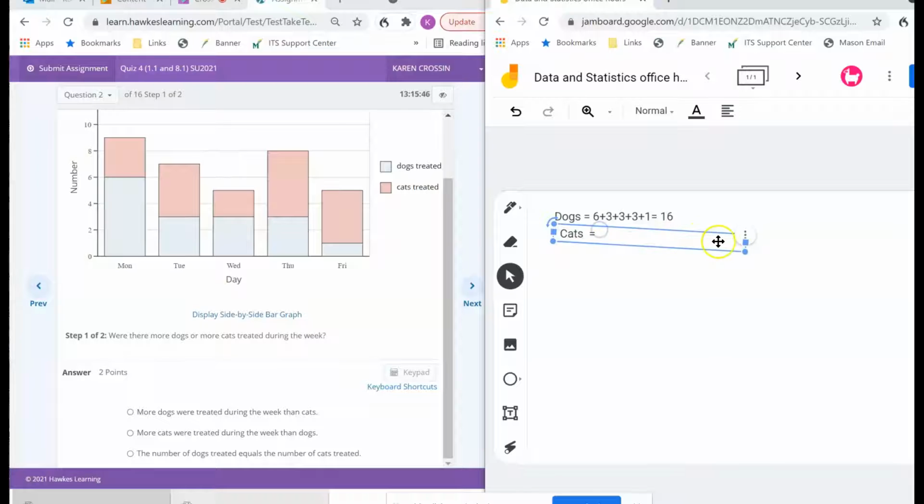Yeah, this is why I wish I just had a pencil. So funny. Okay, so now we're on cats, and cats are on top. So on Monday, this bar on top is the number of cats. The cats are sitting on top of the dogs. How many cats were treated on Monday?